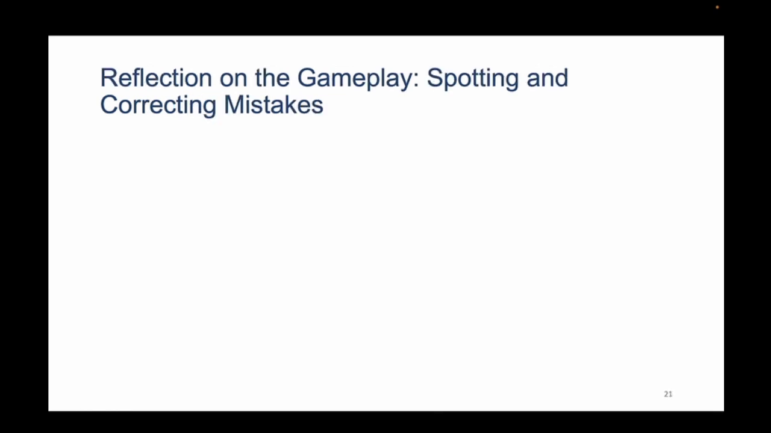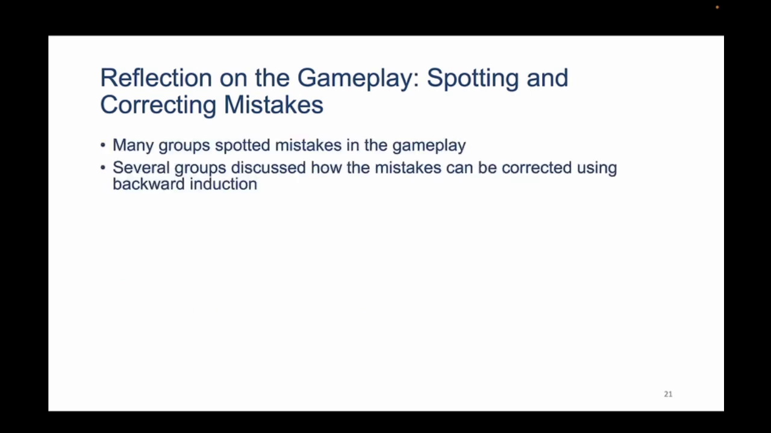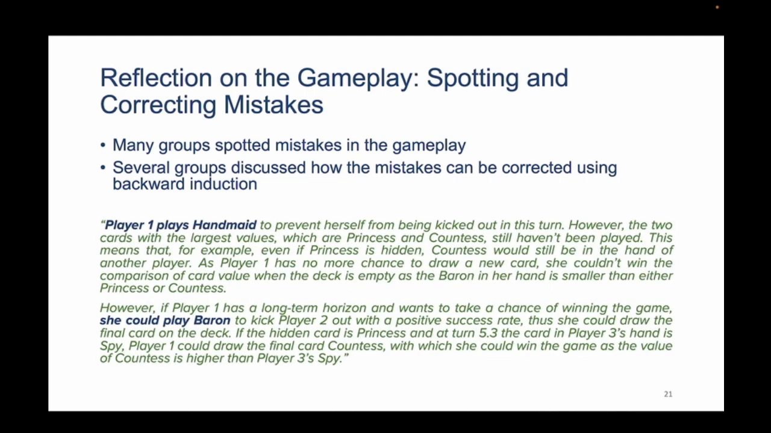Moving on to the second learning outcome, many groups found mistakes in their gameplay, but only a few discussed in detail how the mistake can be corrected using backward induction. For example, the following group reflected on the last turn of the game and concluded that player 1 should have played the Baron card instead of the Handmaid card, as the expected probability of winning is higher.